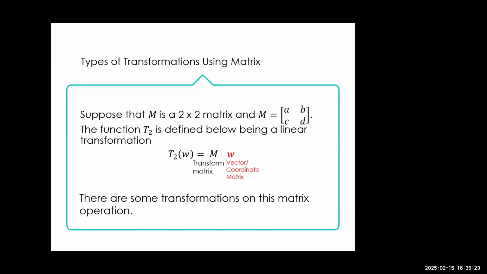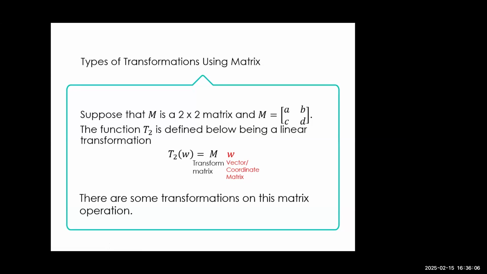But how about the multiplication of matrices with your vector, or I should say the coordinate matrix? The coordinate matrix is where you put all the vectors together to form your coordinate matrix. M is your transformation matrix. I have the coordinates A, B, C, and D, so you have four numbers. These four magic numbers, I'm just using a 2x2 matrix to illustrate the changing of the function.